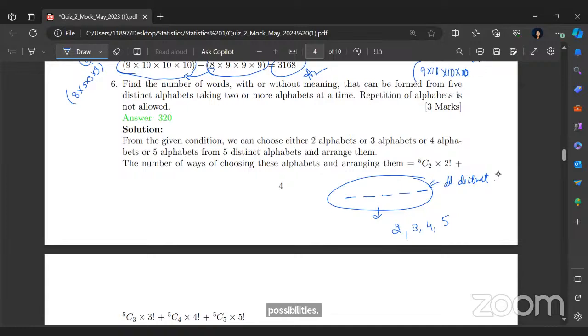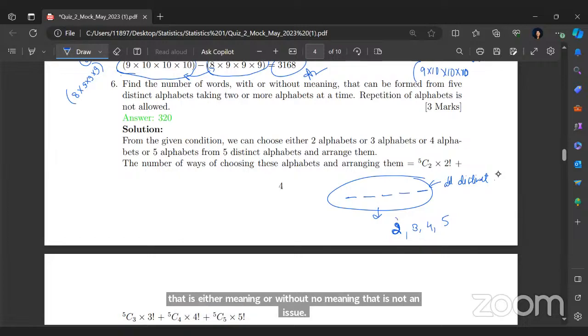It also says that repetition of alphabets is not allowed. So if you select two alphabets, you cannot repeat any alphabet. So you should take care that repetition is not allowed. So how many ways can you choose these alphabets such that you can make words with meaning or without meaning? That is not an issue.